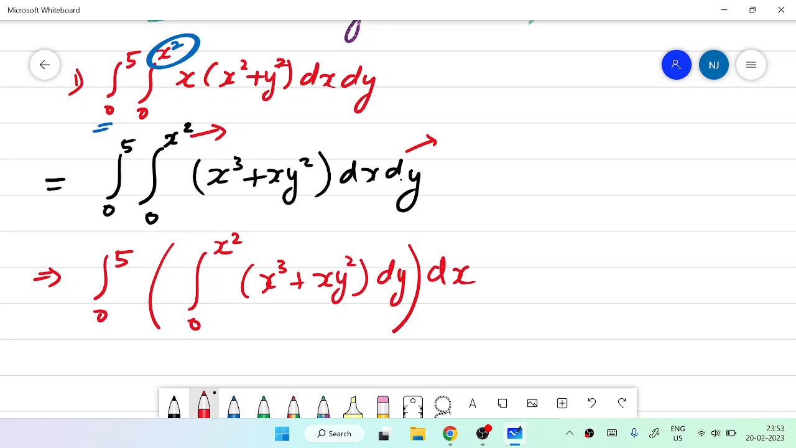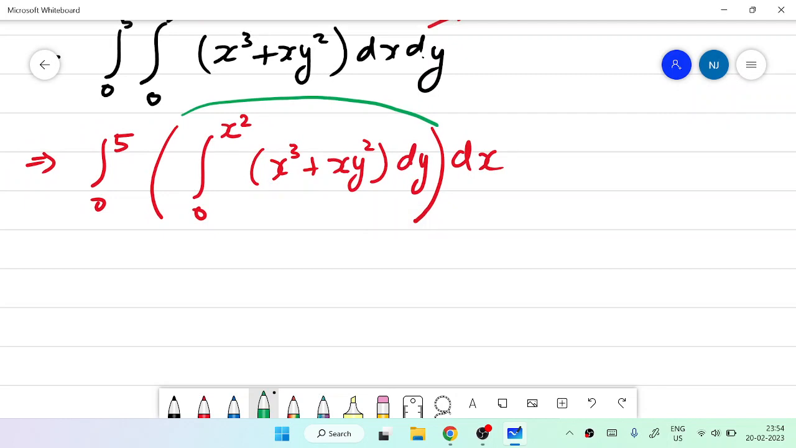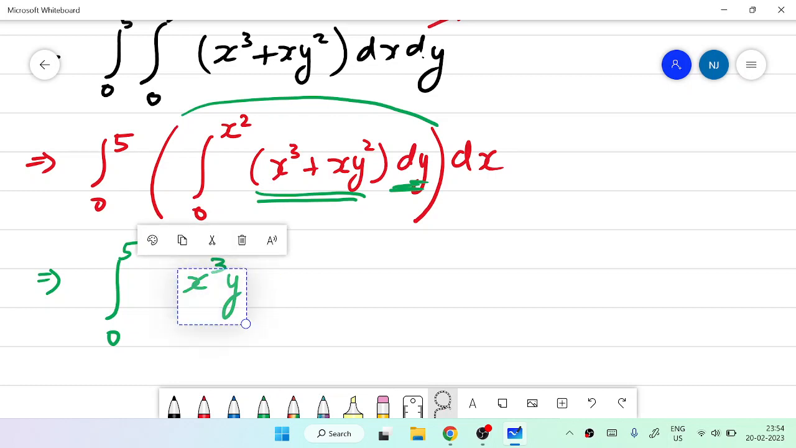Can you understand this? So if you are having the integral power as x, you have to consider the dy value only. So I'm going to integrate with respect to y. Understood? So here the integral over 0 to 5, and here I'm going to integrate with respect to y. So I'll be getting x cube, we have to keep it as it is, x cube y. I will do one more step here.